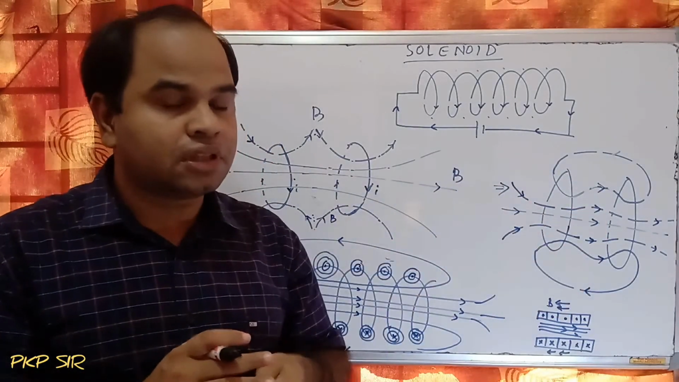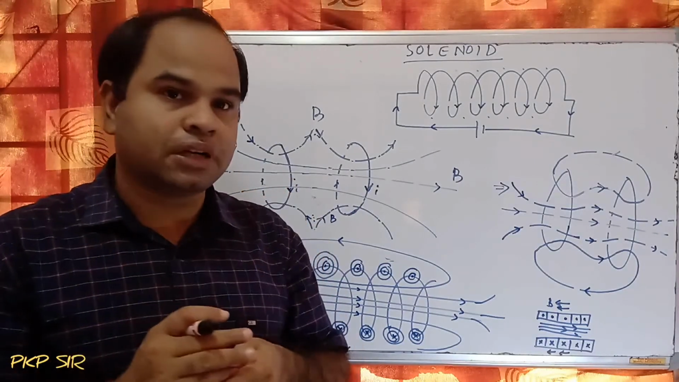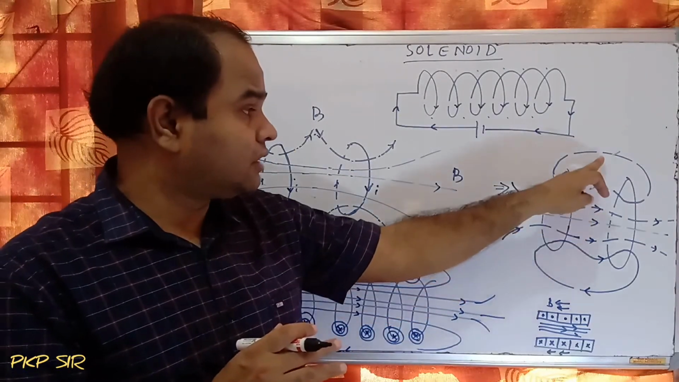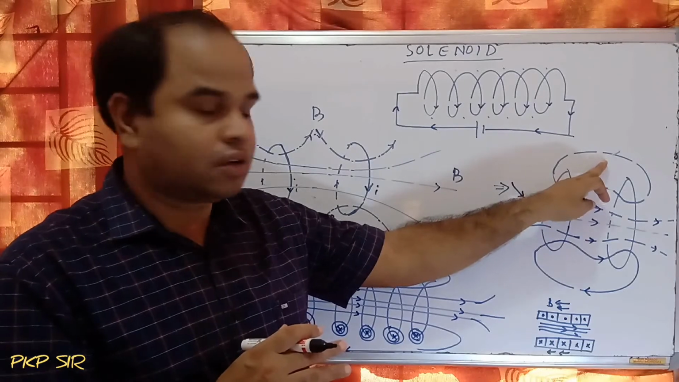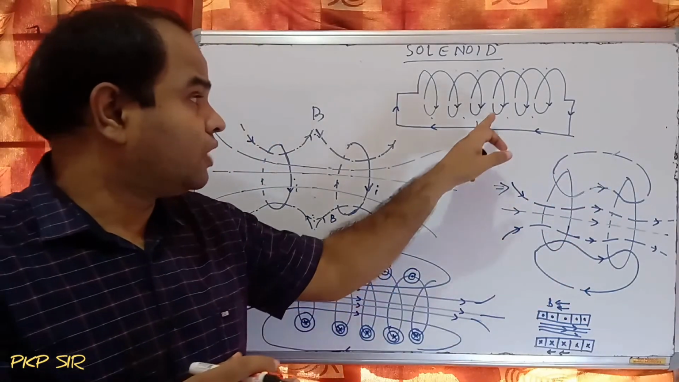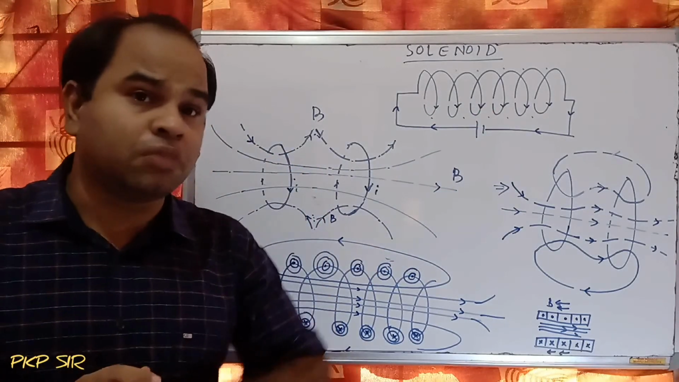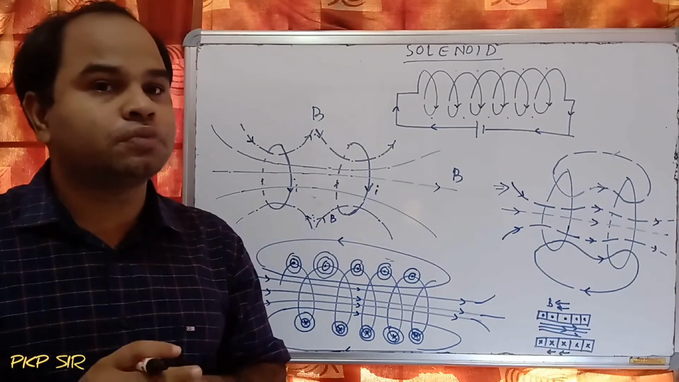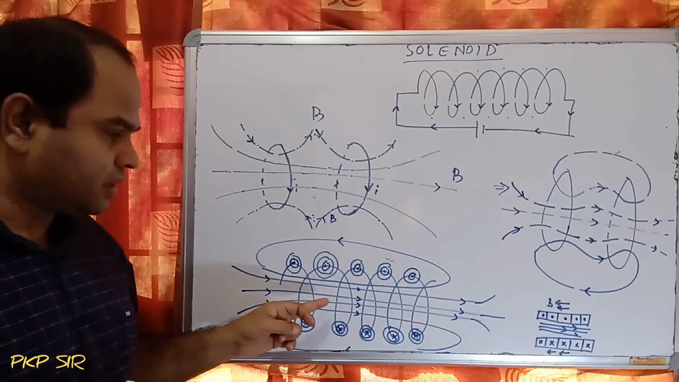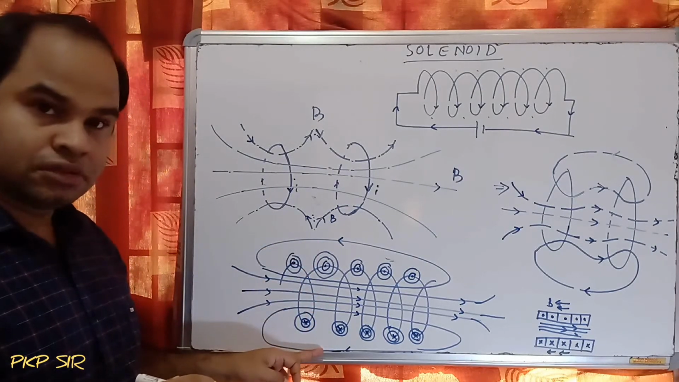So that means if the two loops are slightly or some distance apart, there will be magnetic field inside as well as outside. So from this we can say if the wires of the solenoid are loosely bound, it will produce magnetic field both inside and outside, which is shown in this figure. So the magnetic field is produced inside as well as outside of the solenoid.